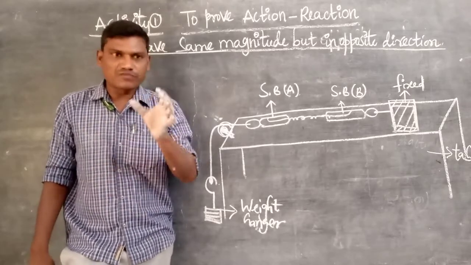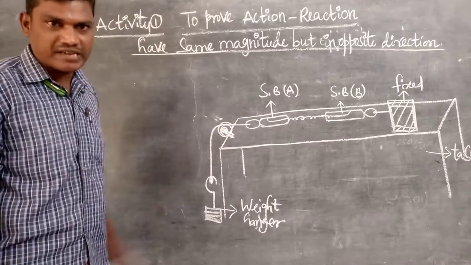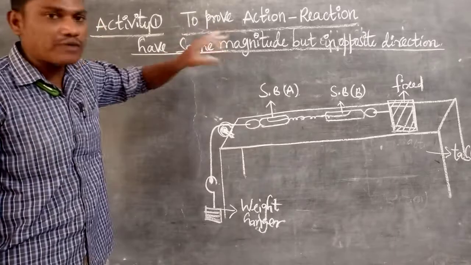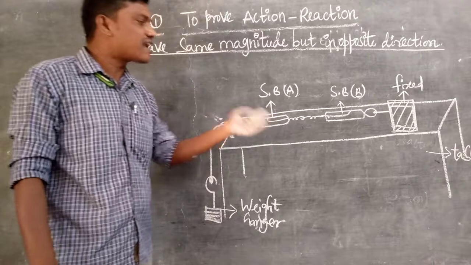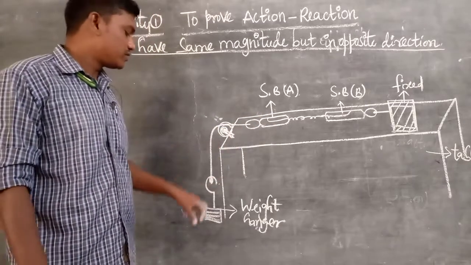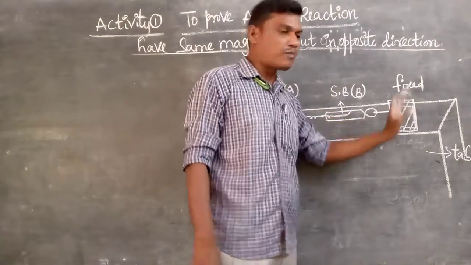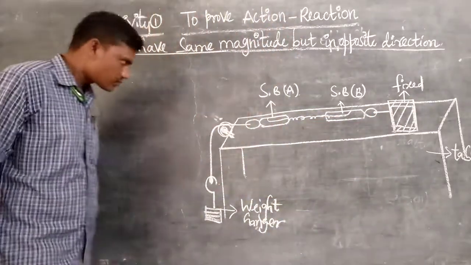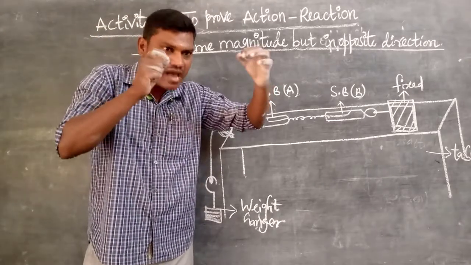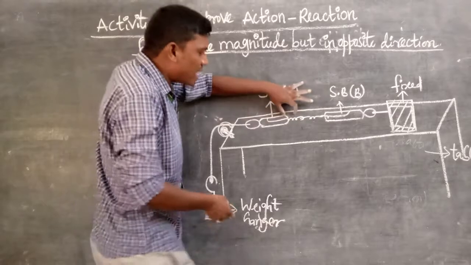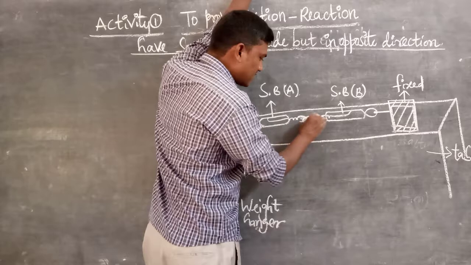So listen, if you want to conduct this experiment to prove that action and reaction have the same magnitude but opposite direction, what materials are required? A table, weight hanger, string, two spring balances and one fixed position, means a heavy weight. Now we take two identical spring balances. One end of the two identical spring balances we attach to each other. This is one end, this is another one.